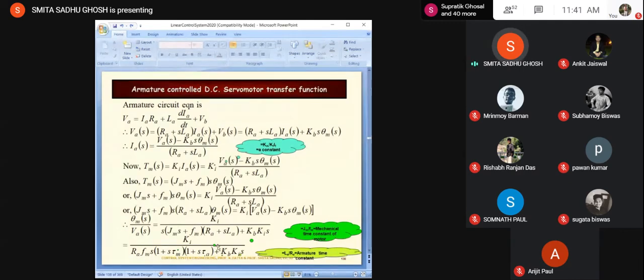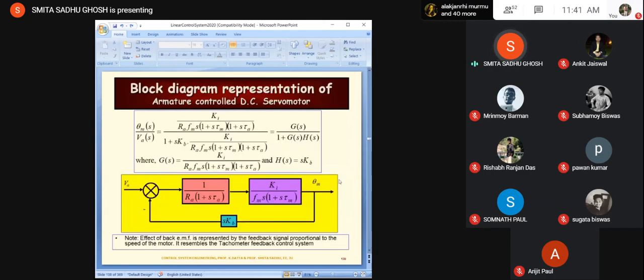So over here you find that there is an additional term which has come in, that is plus Kb Ki s. This has come in the case of the armature controlled DC servo motor, and is produced because of the back EMF, which has to be taken into consideration when we are dealing with the armature side equations. So now if we were to draw the block diagram of that, it has to be taken care of.